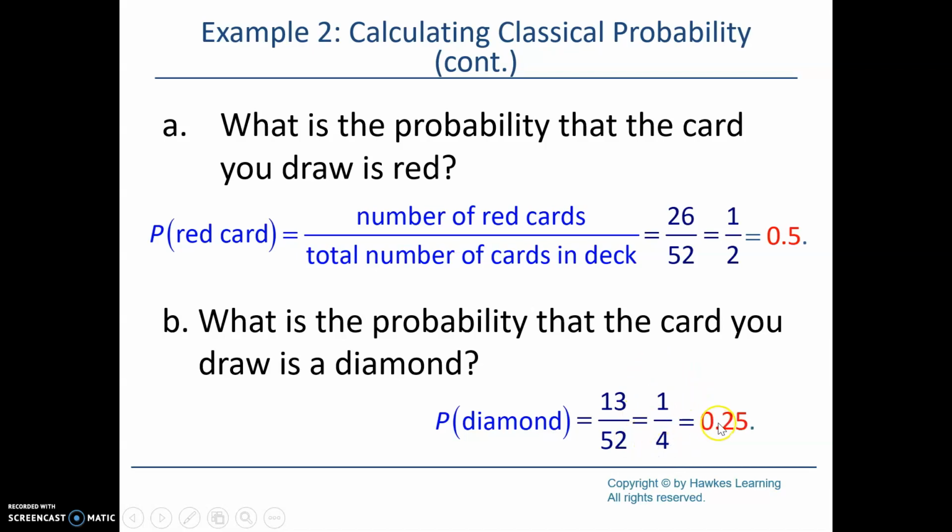In other words, 0.25. So you remember the first slide, it said if it was closer to 0, what did that mean? It was less likely to occur. Versus if it was closer to 1, what did that mean? It was more likely to occur. So the fact that this is a 0.25, you have a less likely chance of drawing a diamond than you did of drawing a red card, because the red card's a little bit closer to 1, whereas this one's a little bit closer to 0.